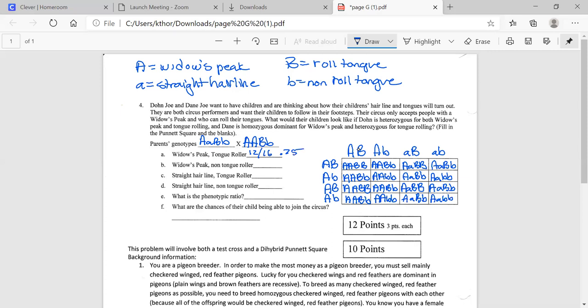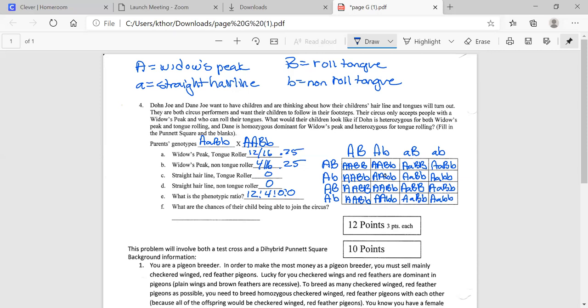How about widow's peak and non-tongue roller? So it's going to be a dominant A, no dominant Bs. 1, 2, 3, 4. That's it, 4. 4 out of 16. So it's going to be 0.25. The rest are 0, 0. The ratio is going to be 12 to 4 to 0 to 0. You could say 3 to 1 to 0 to 0.